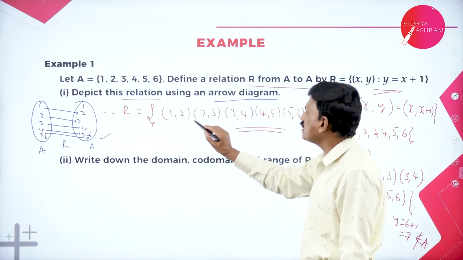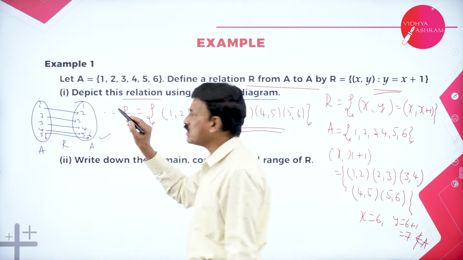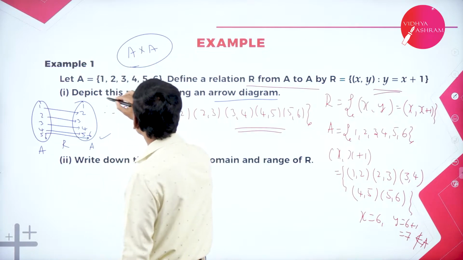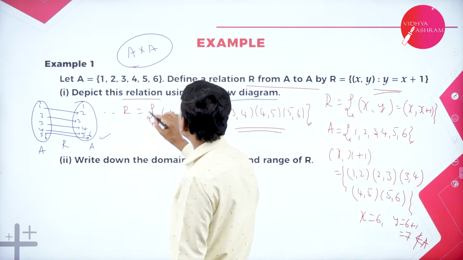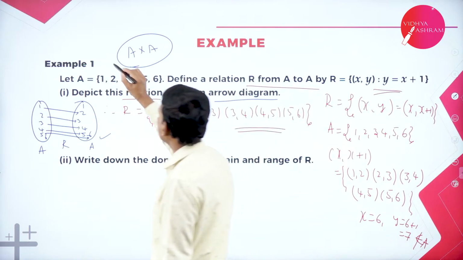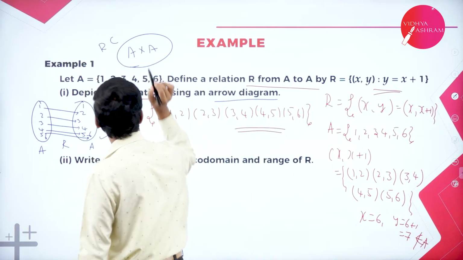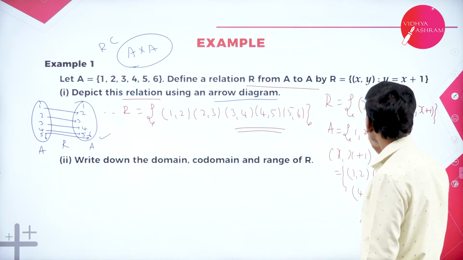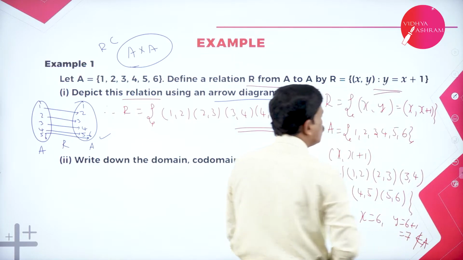Now here this R is nothing but a subset of the Cartesian product A cross A. If you write A cross B, then a subset of A cross B is the relation. So here R is a subset of A cross B. Okay. Now just listen to me here. What is the given condition? (x, y) such that y is equal to x plus 1.